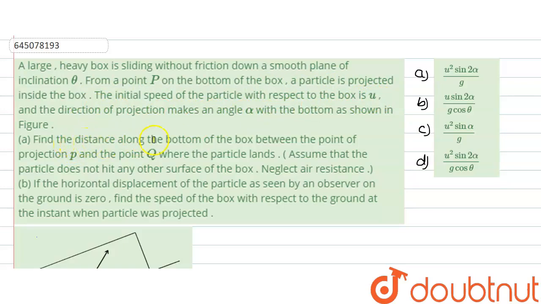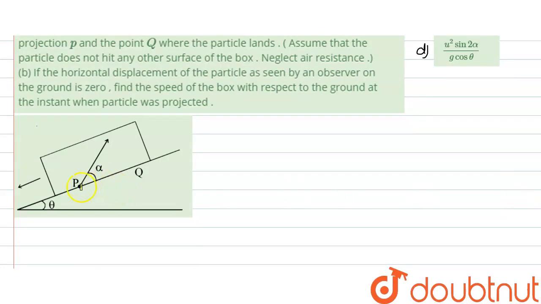We need to find the distance along the bottom of the box between the point of projection P and the point Q where the particle lands. That means this distance we need to find, this horizontal distance along this plane.